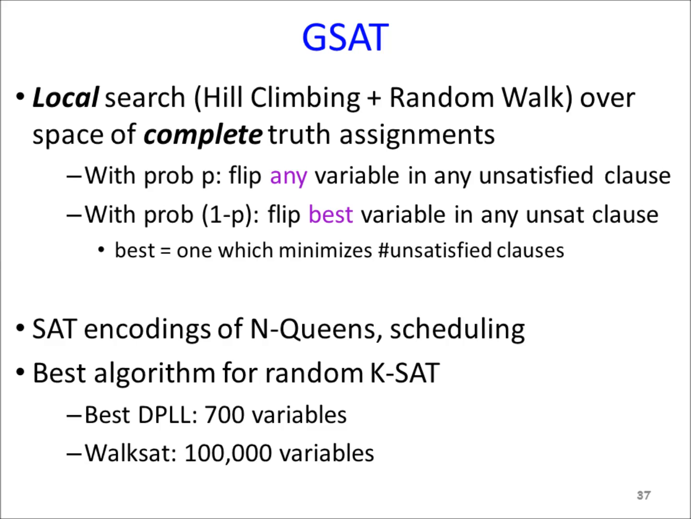This is called GSAT. This already was beating the heck out of DPLL some time back. For random KSAT, the best DPLL was able to solve 700 variables in the late 90s. WalkSat was able to solve 100,000 variables. And this we have also discussed in the past. For n queens, local search is able to solve up to 25 million queens and things like that. So it scales much better. Of course, if a formula is unsatisfiable, this won't tell you. It will just keep searching. So that's the problem, and it may not always find the solution.